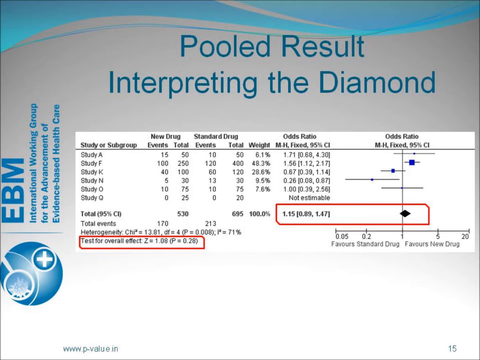It is also evident from the p-value for the test of overall effect, which is 0.28 for this meta-analysis. P-value greater than 0.05 will mean that there is statistically not enough evidence for a difference between the two groups. Please note, clinical significance is different from statistical significance.